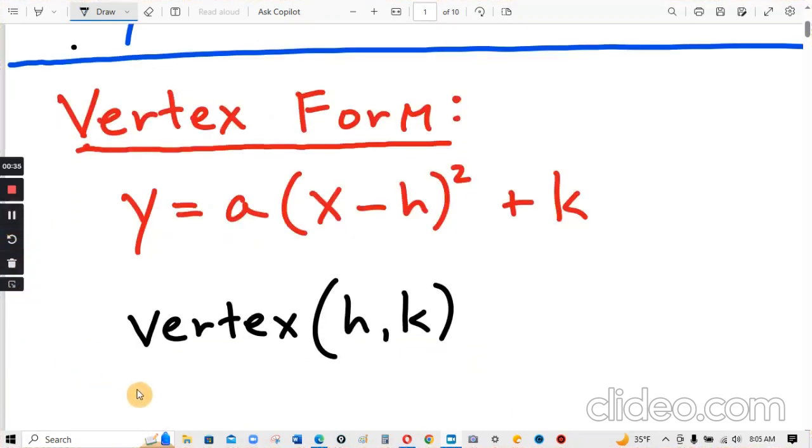So you want to recall that the coordinates for the vertex are represented by the letters h and k, h being the x-coordinate and k being the y-coordinate. So that's why this equation is considered vertex form, because you can obtain the vertex coordinates from the equation itself. As you can see, the h and the k are right in the equation.